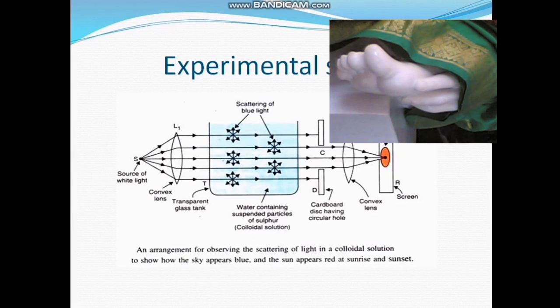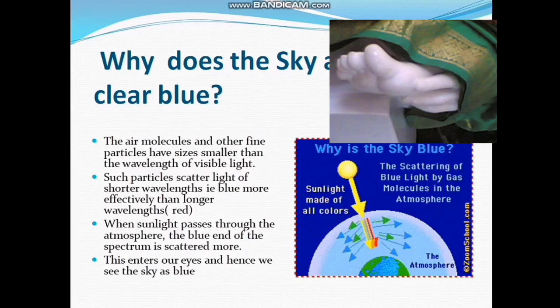This explains why the sky appears blue and the sun appears red at sunrise and sunset. The particles scatter shorter wavelengths more effectively than longer wavelengths. When sunlight passes through the atmosphere, the blue end of the spectrum is scattered more. This enters our eyes, and hence we see the sky as blue.